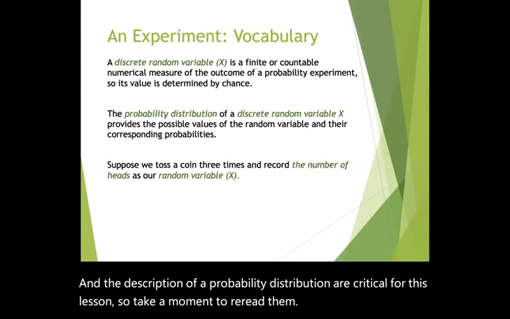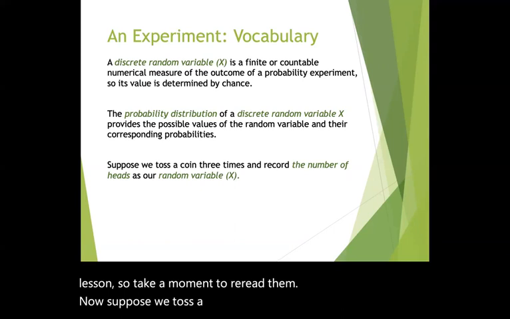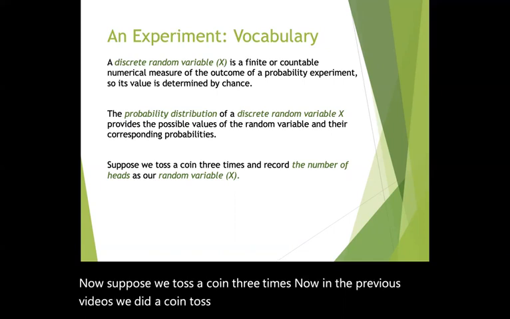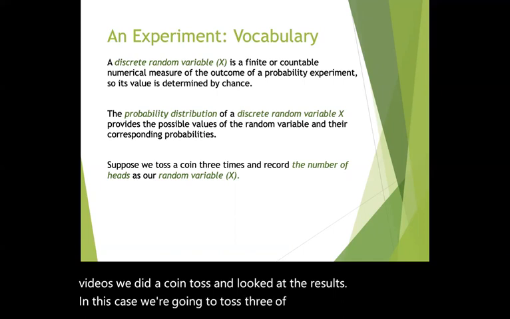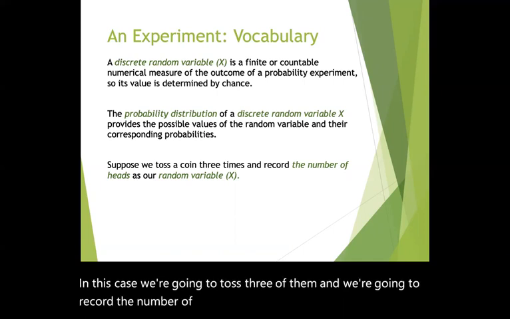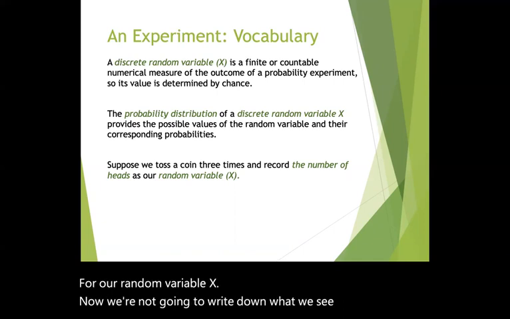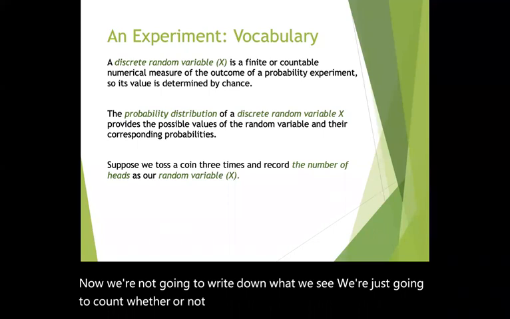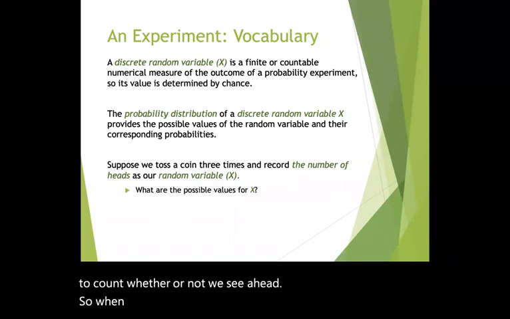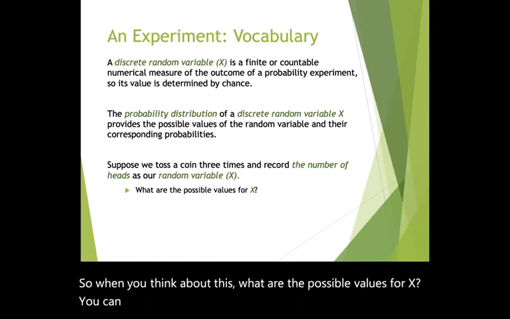Now, suppose we toss a coin 3 times. In the previous videos, we did a coin toss and looked at the results. In this case, we're going to toss 3 of them, and we're going to record the number of heads for our random variable x. Now, we're not going to write down what we see. We're just going to count whether or not we see a head. So when you think about this, what are the possible values for x? You can take a moment here and pause the video and think about it.